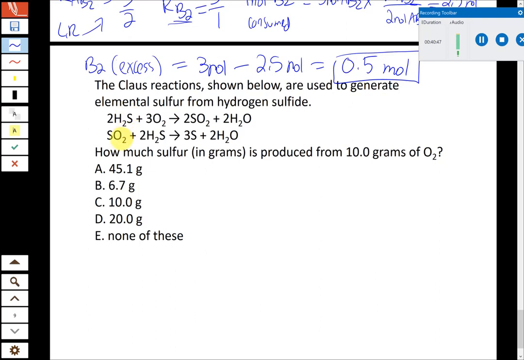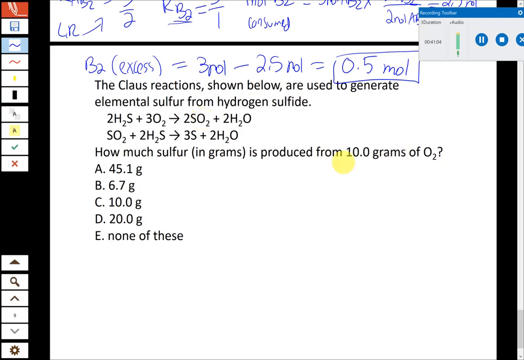It would be possible then to combine these, to add these two equations together to get one chemical equation that describes the overall transformation. But that's something we're not going to be able to do just yet, so I'm not going to cover it here. What we can instead do is just do sort of two stoichiometry problems.